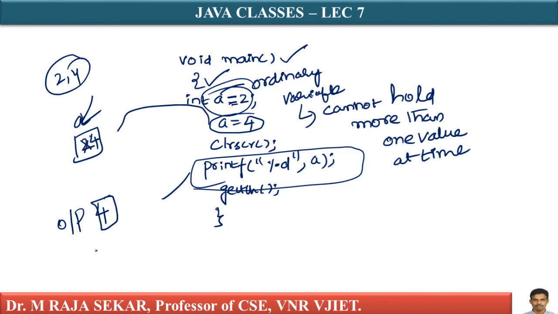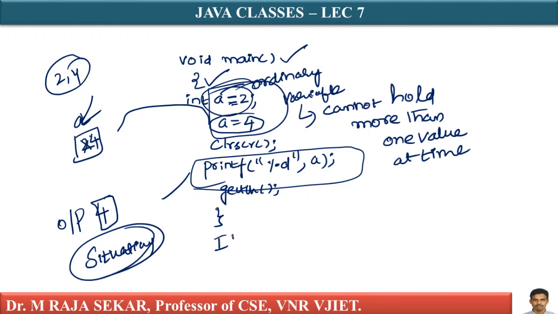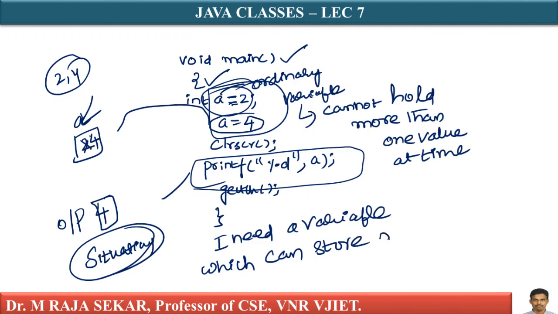There may be occasions, there may be situations where I have to store both of these values. I need a variable which can store multiple values. Multiple values in the sense more than one value. Here I have a difficulty. This a cannot store more than one value. If I am trying to store 4 in a, that previous value 2 will be overwritten by 4.